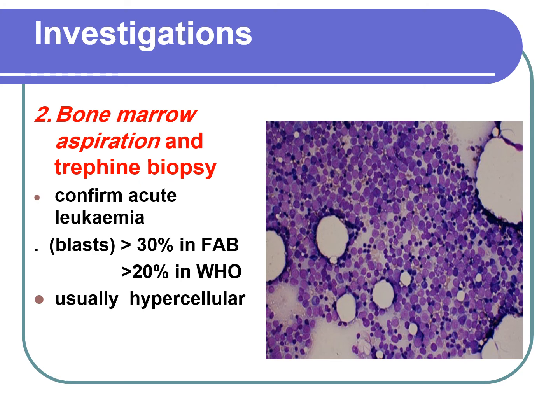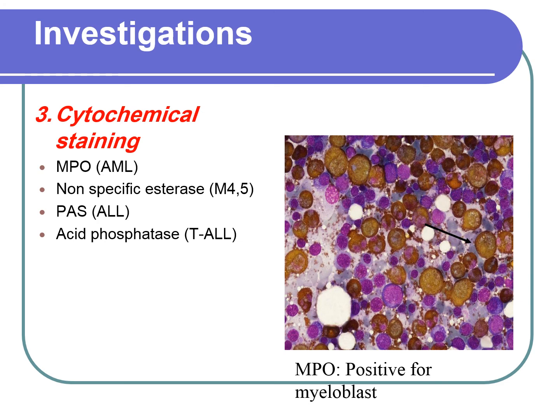Once we suspect circulating blasts in the peripheral blood, we have to do aspirate and biopsy to confirm that we have a case of acute leukemia. If the blast count in the bone marrow is more than 20%, it's for sure a case of acute leukemia, and we have to proceed to more sophisticated investigations like cytochemical staining.